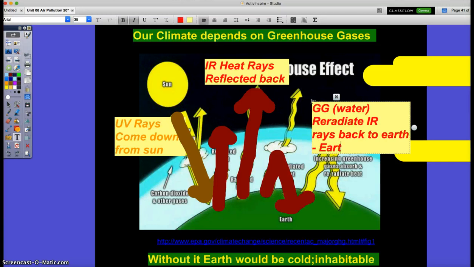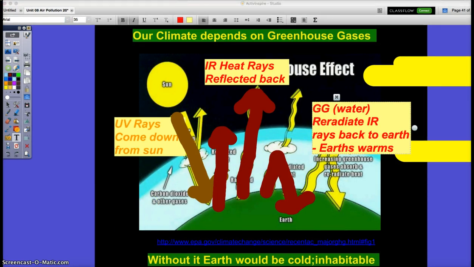Good. Earth warms up. That's the greenhouse effect. UV rays come down from the sun. They are somewhat absorbed by Earth. Others are reflected back into the atmosphere as infrared rays. Infrared rays that hit a greenhouse gas get re-radiated back to Earth, warming Earth. If you add more greenhouse gases to our troposphere, more warming, climate change or global warming.